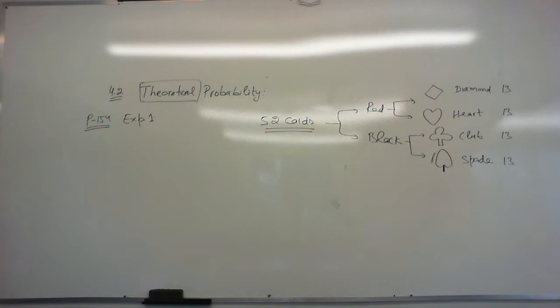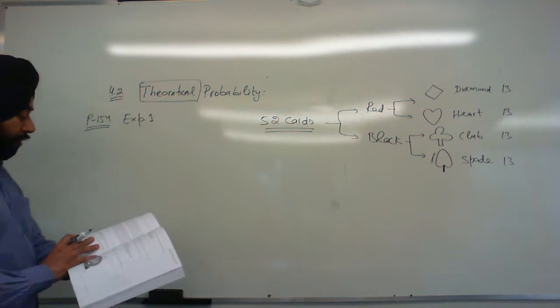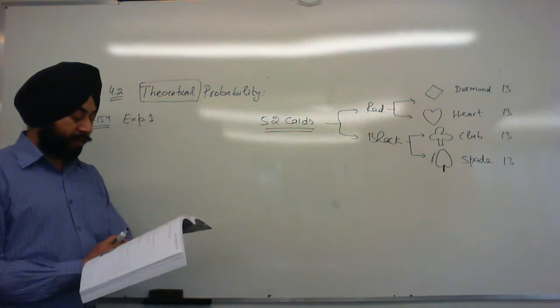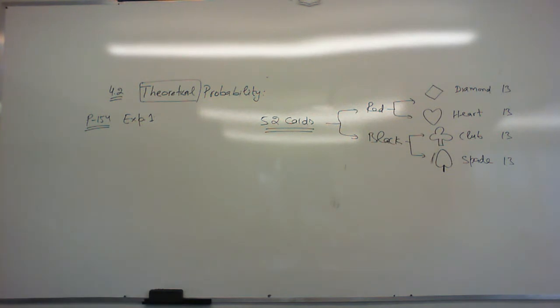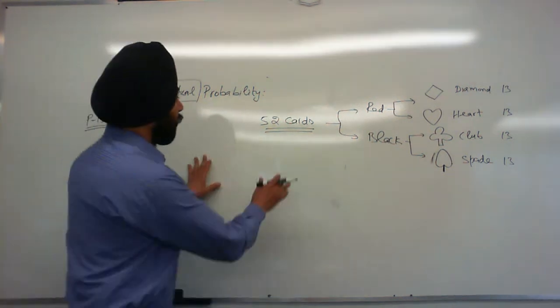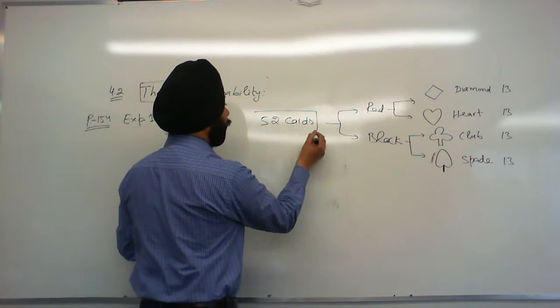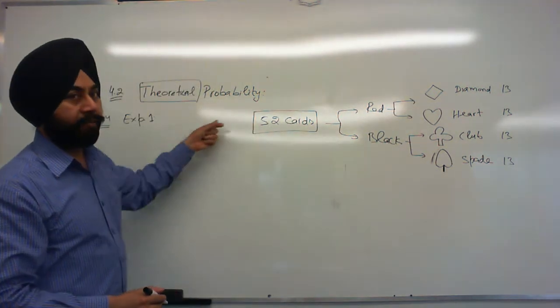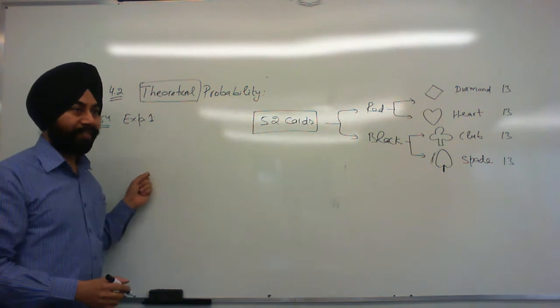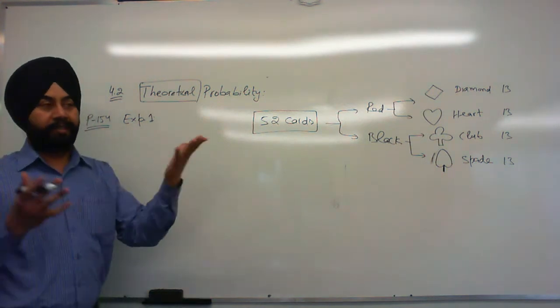Now the question is, we are doing example number 1 on page 154. Okay, if you read this question once again, it says, if you draw a card at random from a standard deck of 52 playing cards. So you have a deck of these playing cards, you got 52 cards, and you just pick up one card from these 52 cards. Just one, randomly. It can be any card.